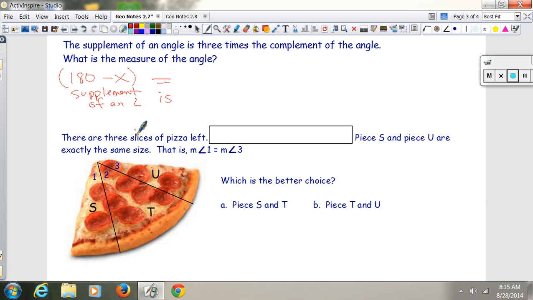3 times the complement. Okay, we got the 3, right? We just need to fill in that. How do you get the complement of something? Okay, so this is the supplement of something, so what's the complement going to be? 90 minus x. 90 is the big number. They have to add up to 90. The 90's got to go first. Okay, could we solve that? So this right here would be 3 times the complement.